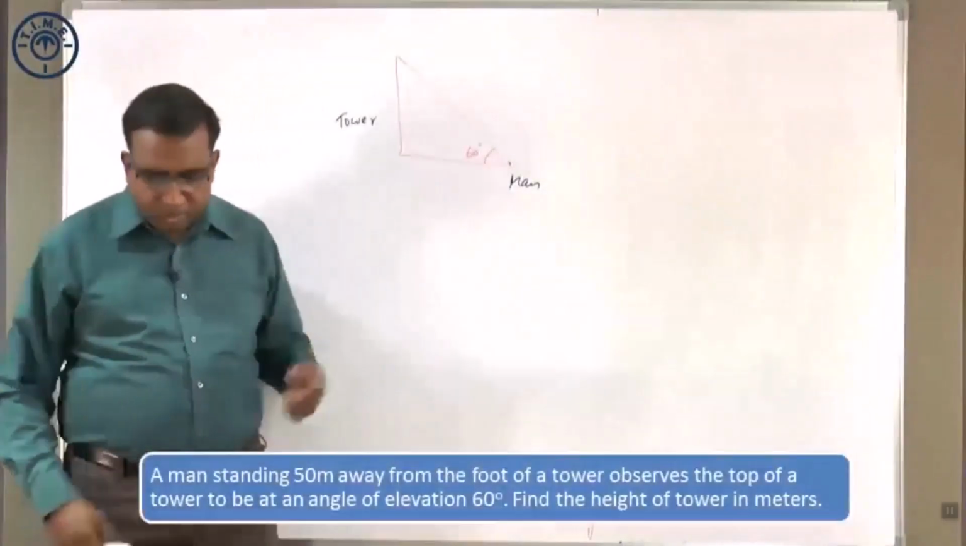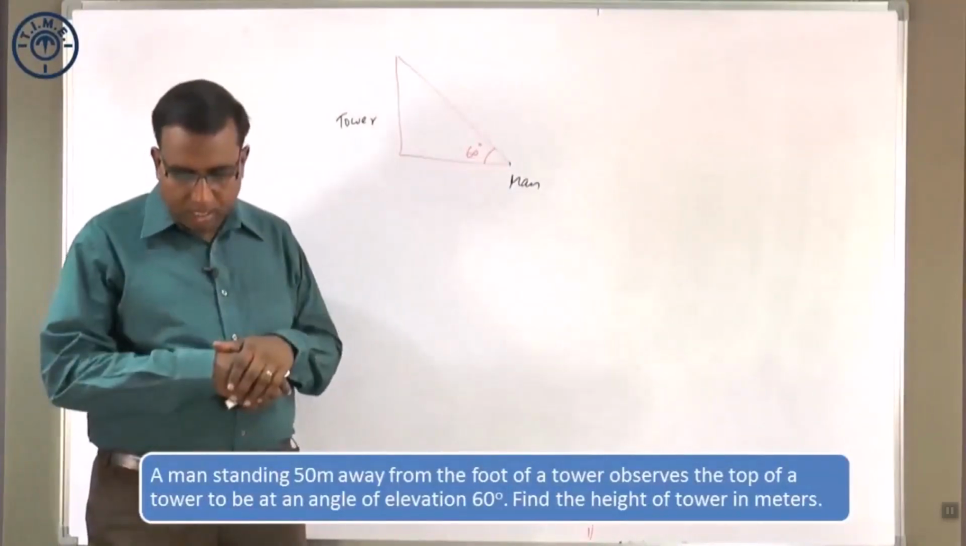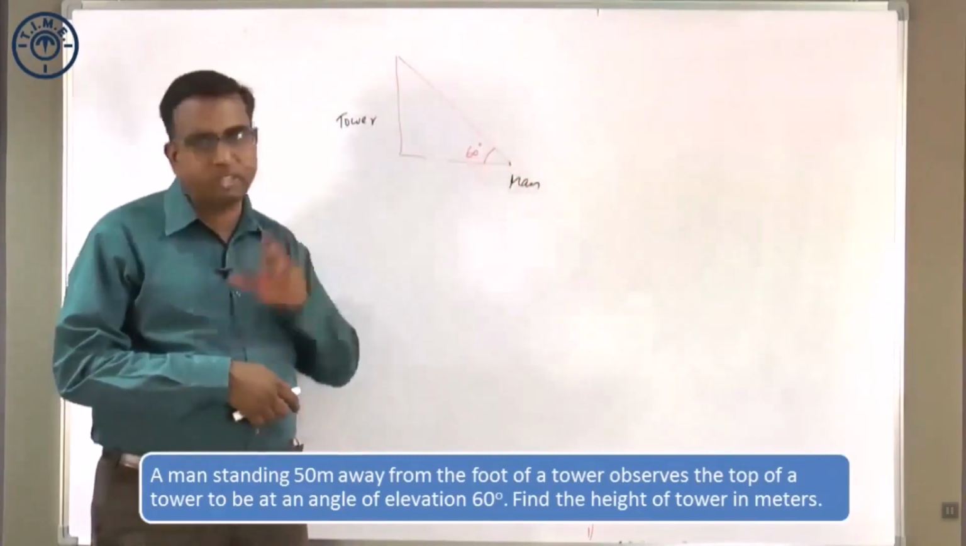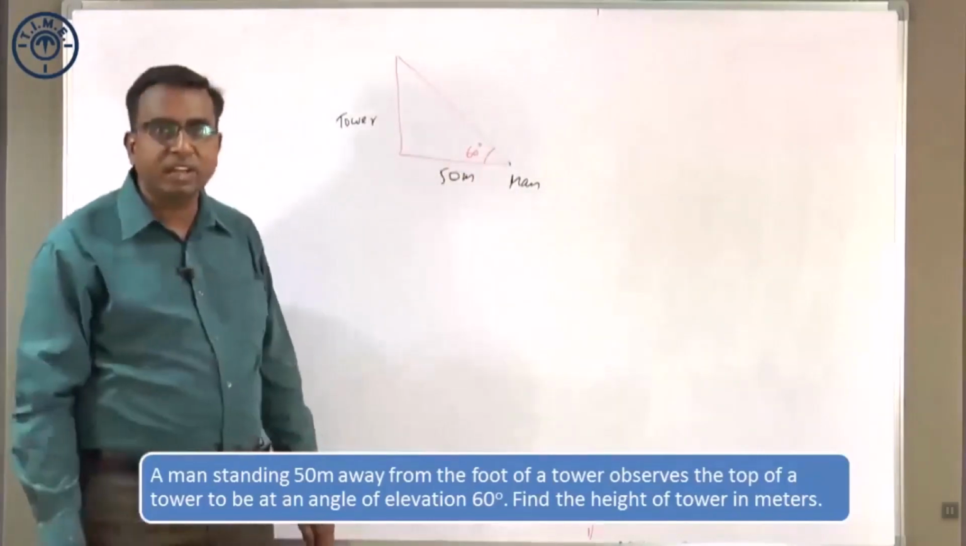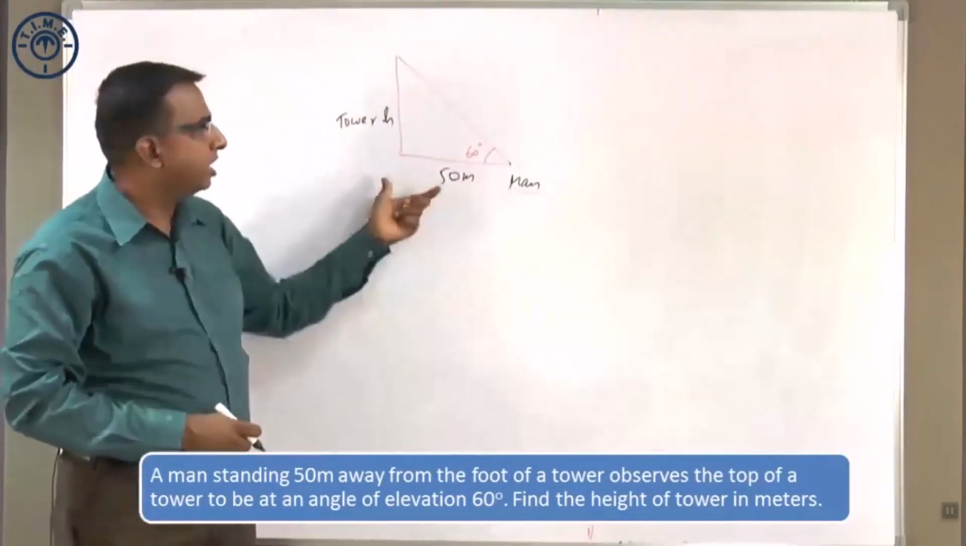So here we have a question. A man standing 50 meters away from the foot of the tower is observing the top of the tower, and he found the angle of elevation to be 60 degrees. He is standing at a distance of 50 meters away from the tower and is observing the angle of elevation to be 60 degrees. The question is to find the height of this tower. So this is the tower, the man is standing here.